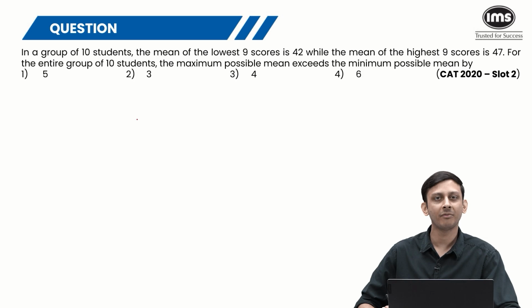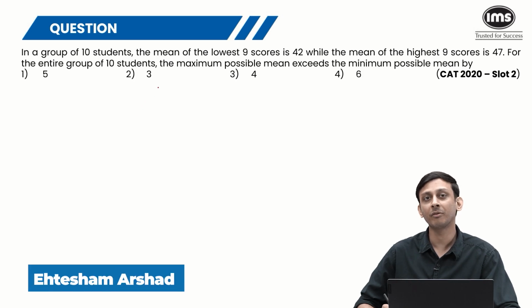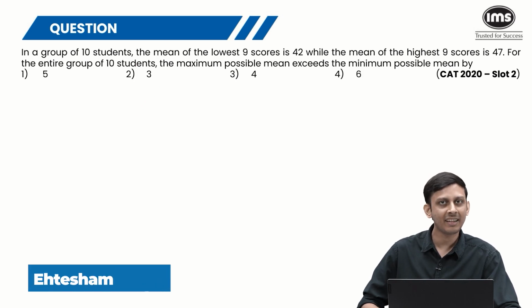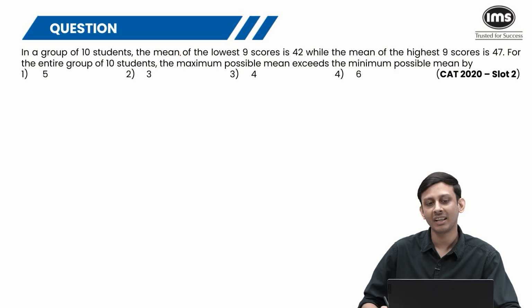This is a good question which many people would not be able to solve in an exam. So if we read the question, we have a group of 10 students. The mean of the lowest 9 scores is 42. Mean of the highest 9 scores is 47. And for the entire group of 10 students, we have to find the maximum possible mean minus the minimum possible mean for them.